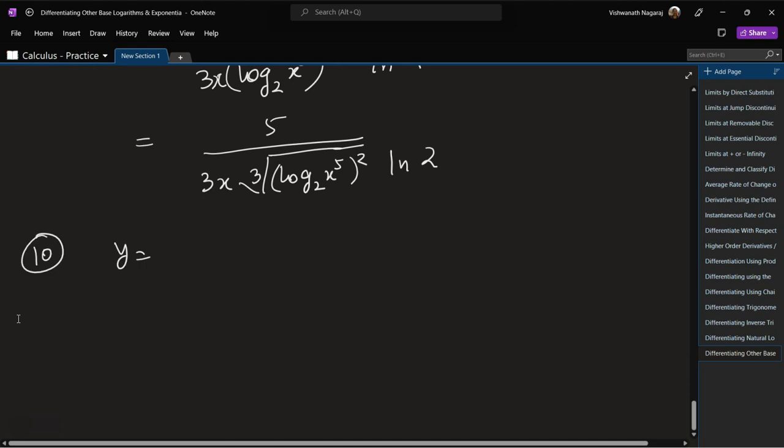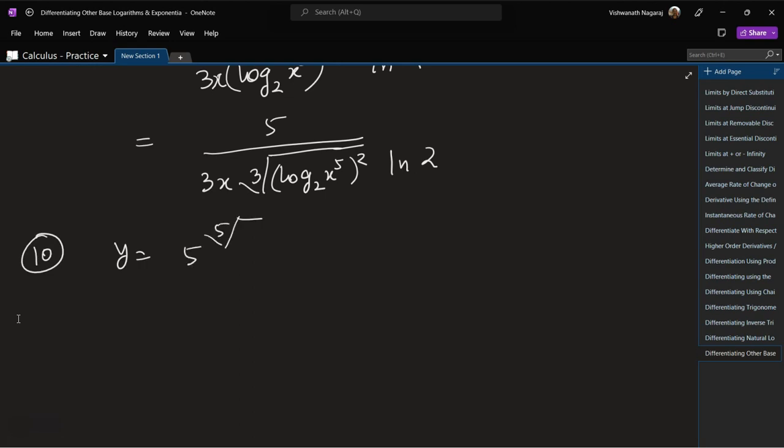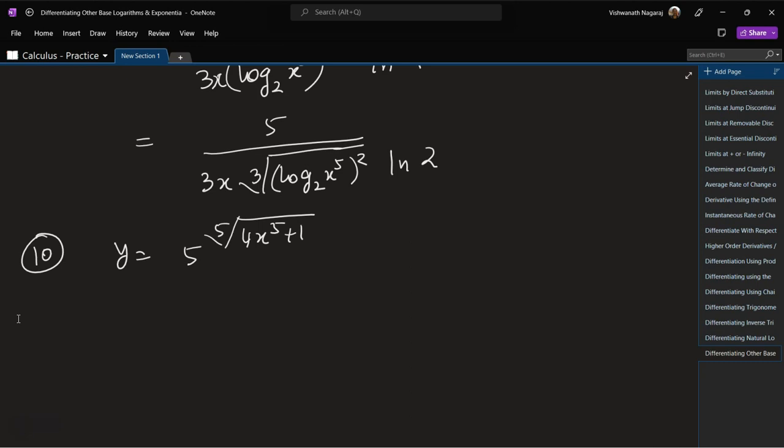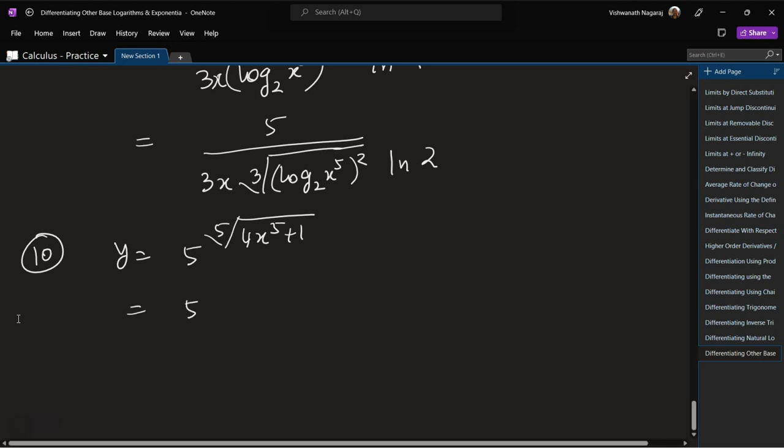10th one, y is equal to 5 to the power of 5th root of 4x to the power of 5 plus 1. Okay, this is y is equal to a to the power of x. So remember, this can also be written as 4x^5 plus 1 to the power of 1 by 5. So dy by dx is equal to a to the power of x, and a to the power of x is nothing but this itself.